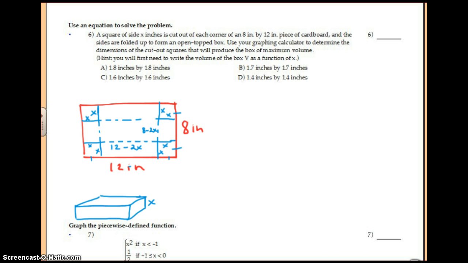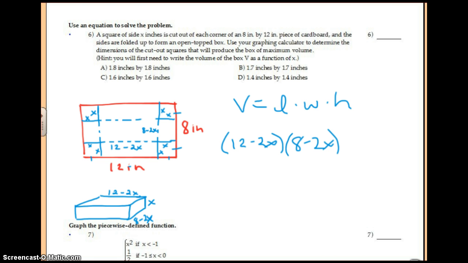So the dimensions of our box are 12 minus 2x long, the width is 8 minus 2x, and the height is x. And we're concerned about the greatest volume. So we are going to have to find the volume of our box. Volume for a box would be length times width times height, which we have. So we're going to multiply all those together: 12 minus 2x times 8 minus 2x times x.